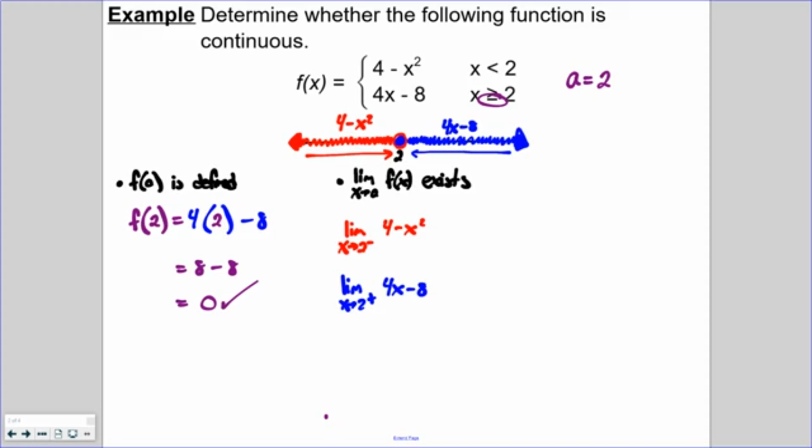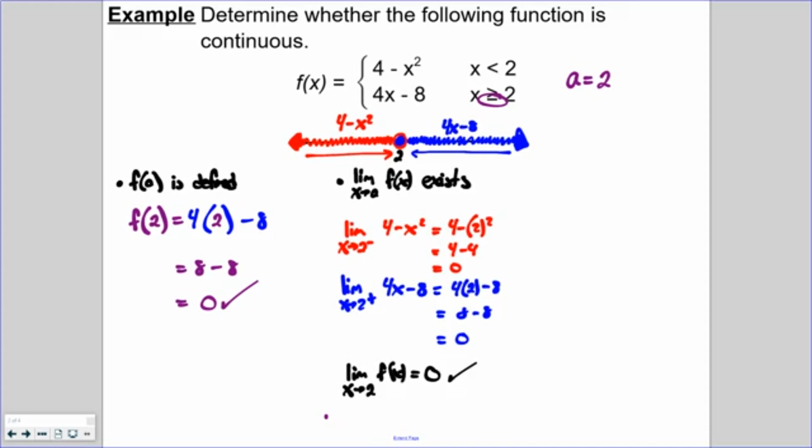Now, since both these expressions are polynomials, we know that we can use direct substitution. So that's going to give us 4 minus 2 squared, which is going to give us 4 minus 4, which gives us 0. So our left-sided limit exists. Now we just need to check the right-sided limit. So same thing, 4 times 2 minus 8, which will be 8 minus 8, which will give us 0. So therefore, the limit from the left does equal the limit from the right, which means the limit as x approaches 2 of f of x exists, and it exists at 0. So our second condition is satisfied.